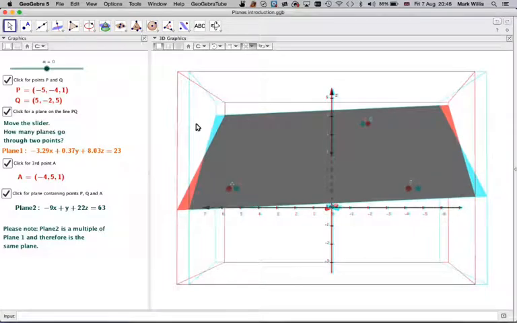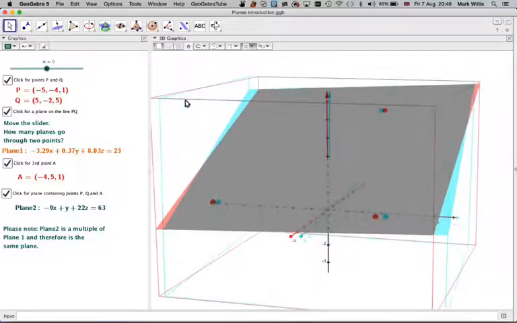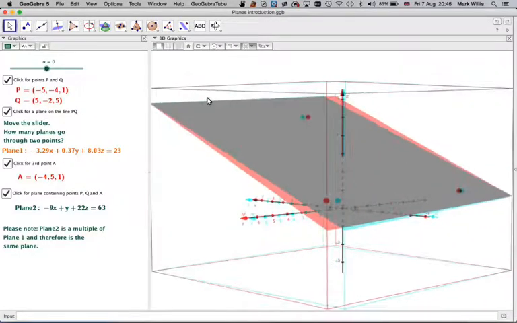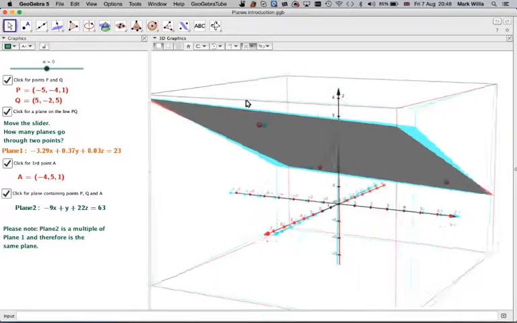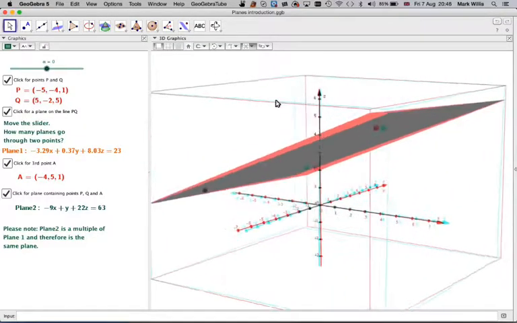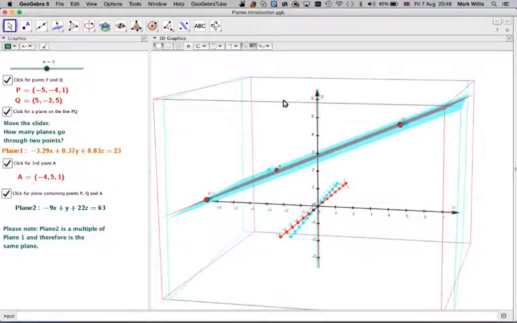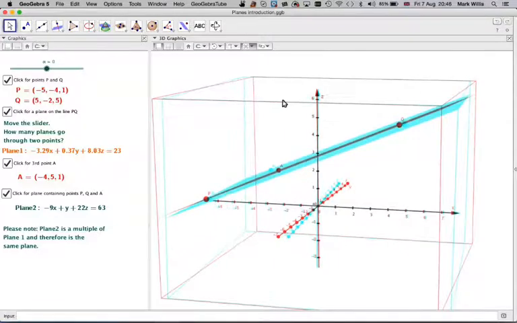What we've got to remember is that this plane here, its equation minus 9x plus y plus 22z is equal to 63, is a multiple of this one. So, in order to define a plane, we need at least three different points. And that is worth remembering.